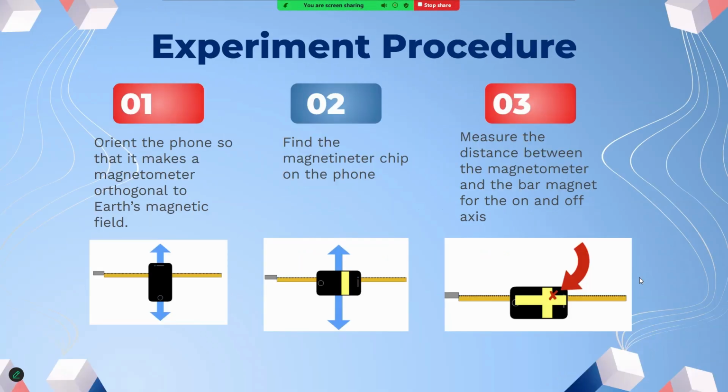So this experiment procedure really had three big parts. First, we have to orient the phone so that its magnetometer is orthogonal to Earth's magnetic field. This means that it will create its own, which is why we put the bar magnet on the left on the ruler. Then we find the magnetometer chip of the phone, which is why there is the tape right there. Then we measure the distance between the magnetometer and the bar magnet for the on and off axis. We put a tape on the actual bar so that we know the exact corner where we are going to be measuring our chip from. In this, the magnet itself will act as the system and everything else will act as the surroundings.